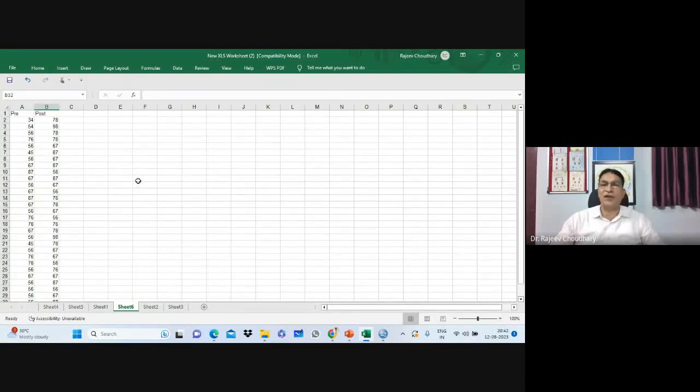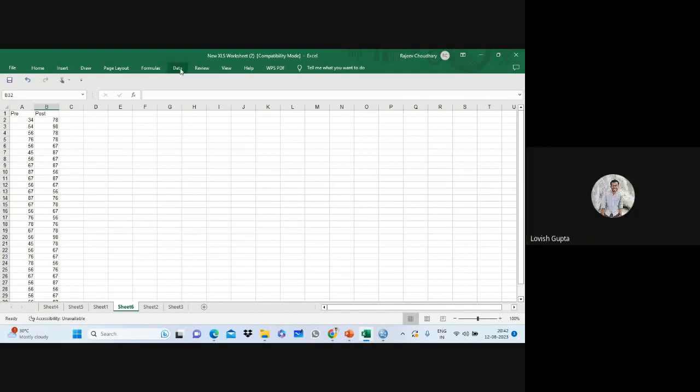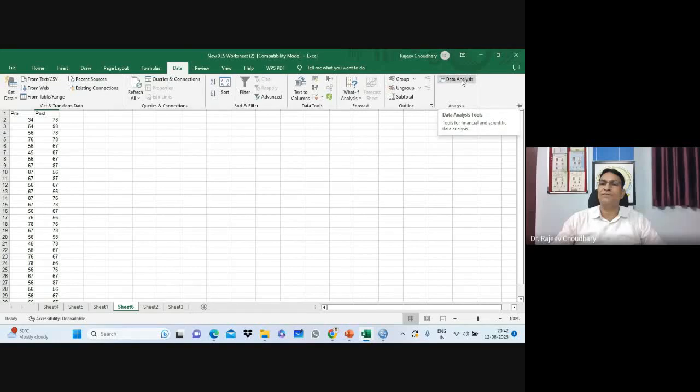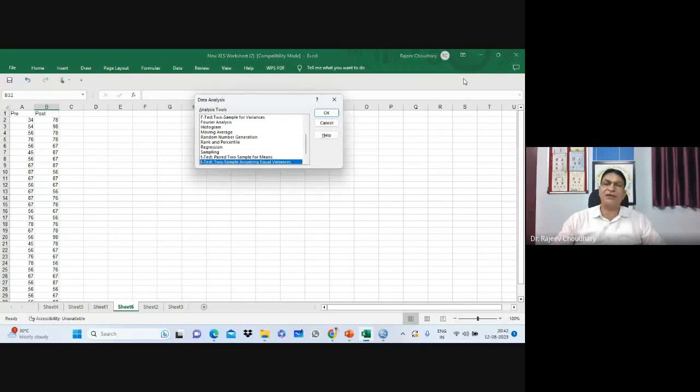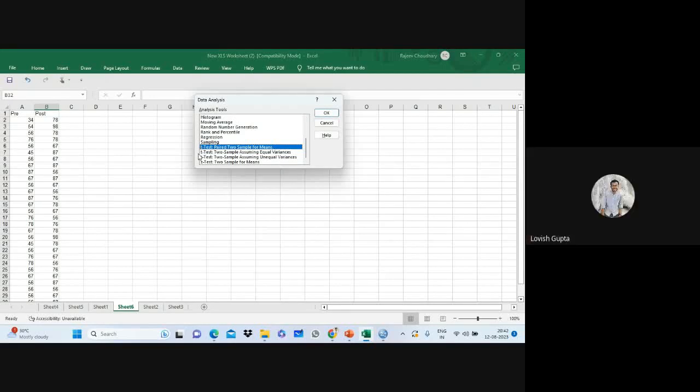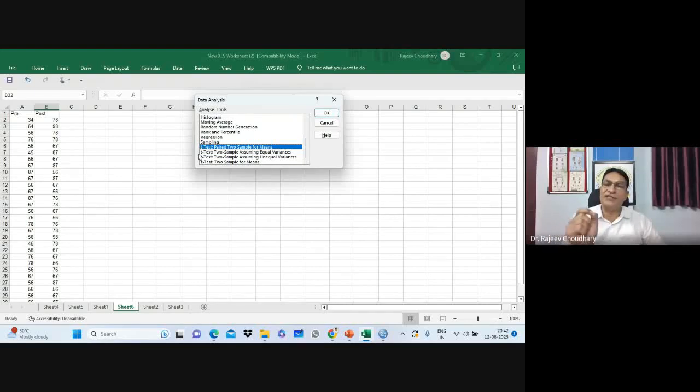Now we are going to analyze using the same software. Where is my arrow? Data, and now Data Analysis. Click on this Data Analysis. Now, t-test: Paired Two Sample for Means. This is the command for the dependent t-test, paired t-test, correlated t-test, or repeated measures t-test. We have discussed earlier that this is known by 4 different names. So we have to select t-test: Paired Two Sample for Means.